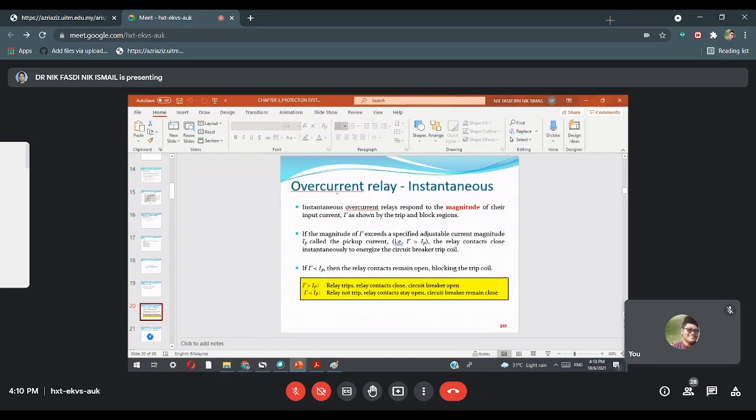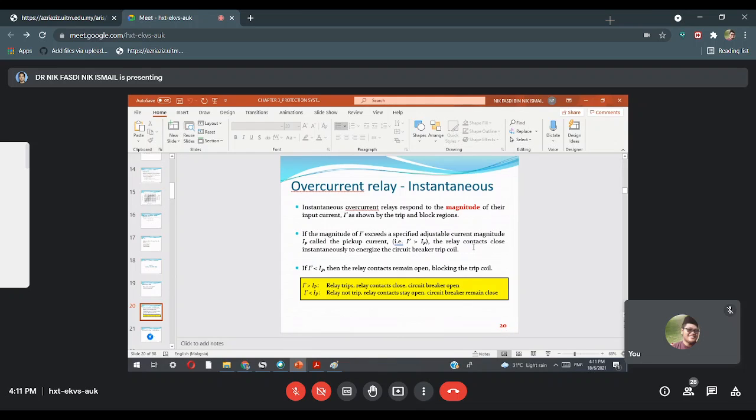Okay, look at the instantaneous overcurrent relay. Instantaneous overcurrent relays respond to the magnitude of their input current, I prime, as shown by the trip and block regions. If the magnitude of I prime exceeds the specific adjustable current magnitude IP, the pickup, the relay contact closes instantaneously and causes the circuit breaker to trip. It will turn on only when I prime is greater than I pickup. When it senses this condition, it acts immediately.